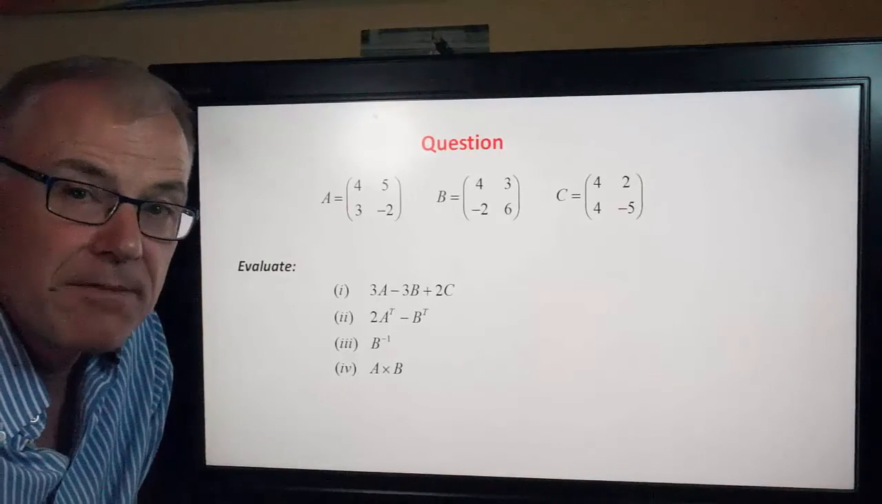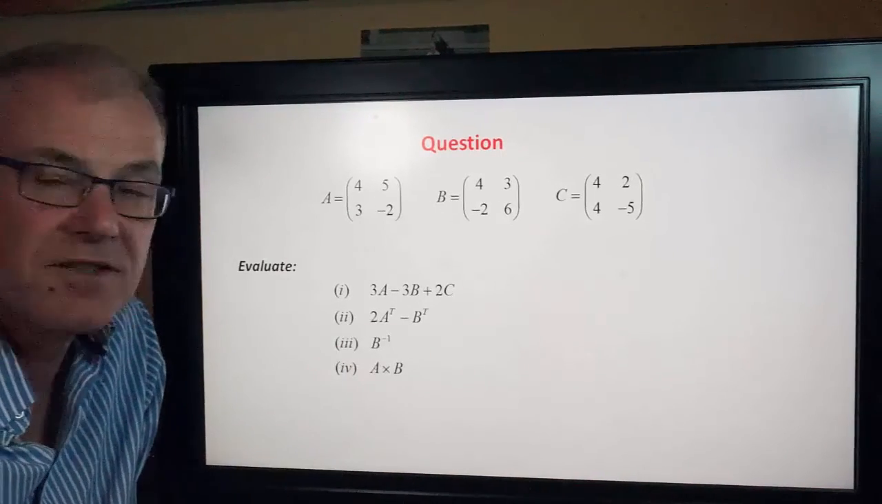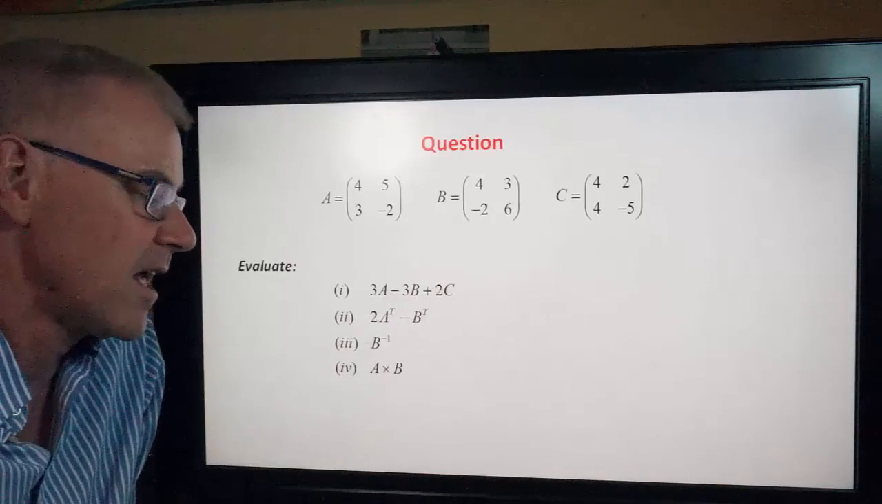Now, if you managed to do the previous question, here's another question which is very similar. So see, can you do this question?